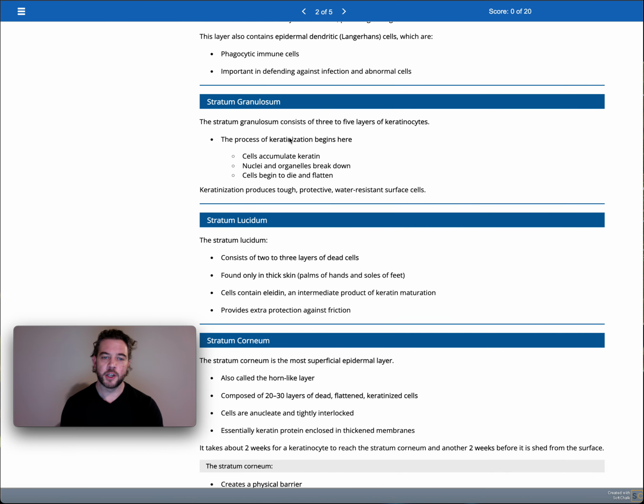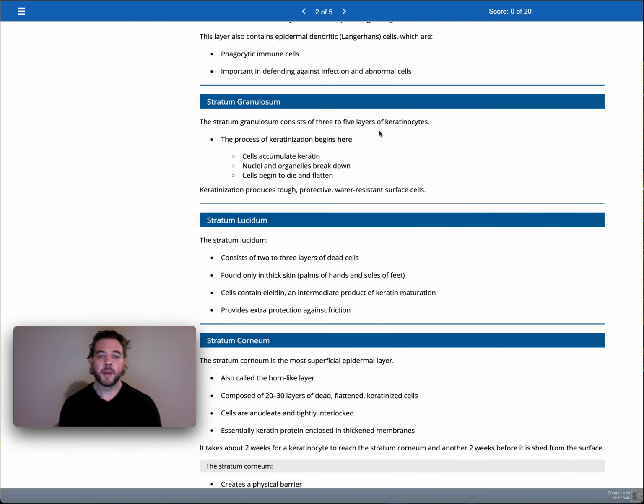Next is the stratum granulosum. So this one itself is about 3 to 5 layers thick. So we're already starting to get, okay, instead of just one layer or a couple layers, we're getting thicker in our layers of the epidermis. So this region, the strata, is 3 to 5 layers thick.